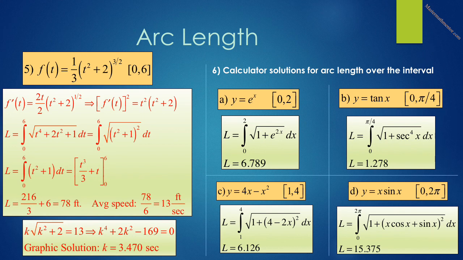Finally, 6d is y equals x sine of x over 0 to 2 pi. We have to take the derivative of that, which is x cosine of x plus sine of x. And therefore our arc length is the integral from 0 to 2 pi of the square root of 1 plus quantity x cosine of x plus sine of x quantity squared dx. Again, no need to expand that expression, and we get the arc length is 15.375. All of these problems you may choose to look at on your calculator and verify that your answers make sense.